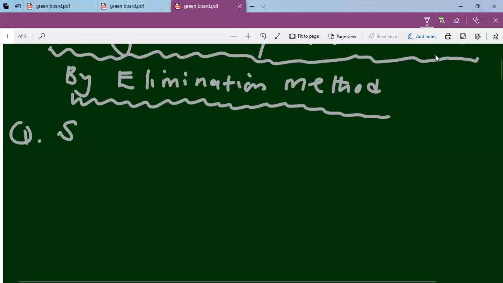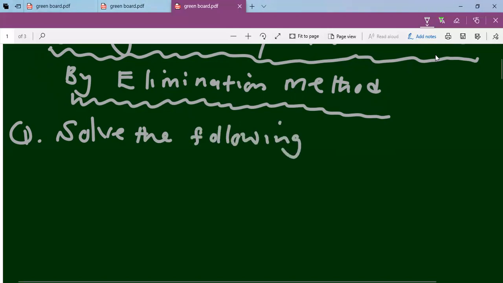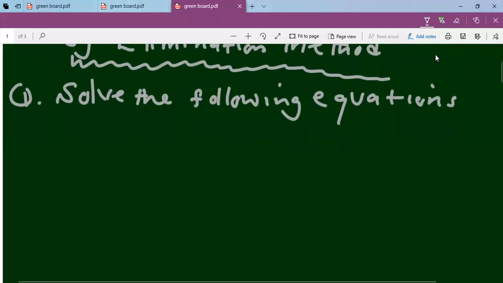The question is: solve the following equations. Okay. What are the equations? We have x plus 2y plus 2z, and the answer is 4.